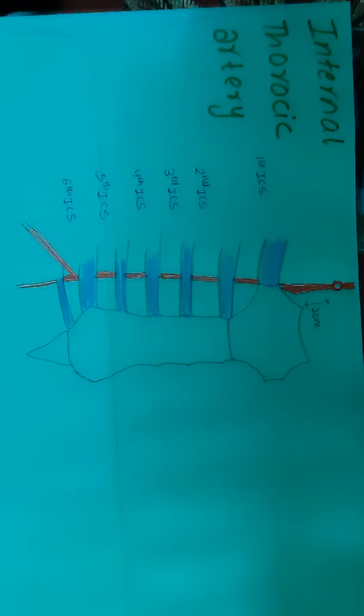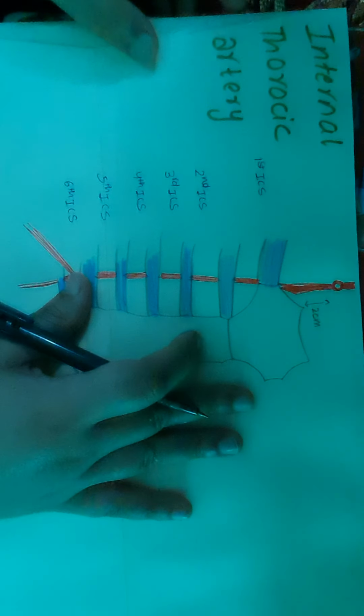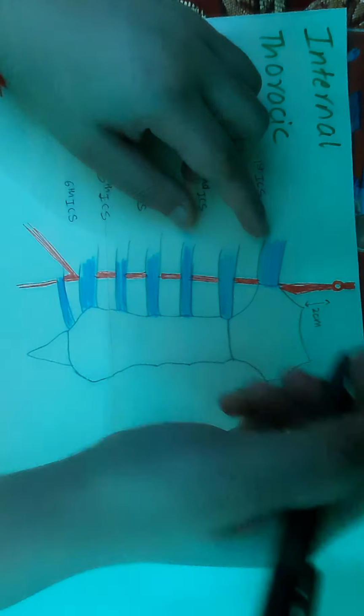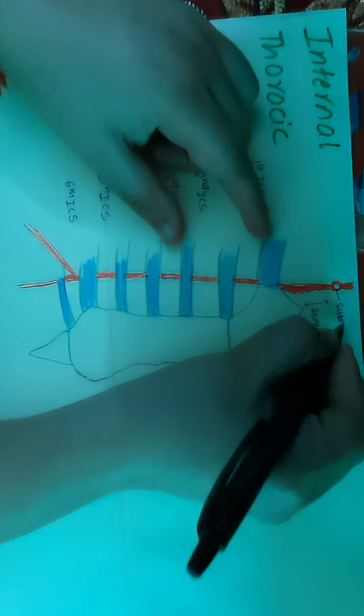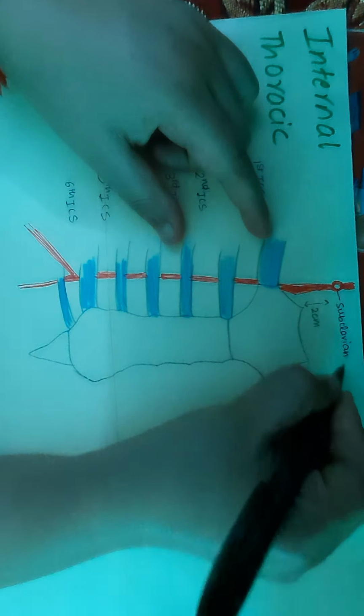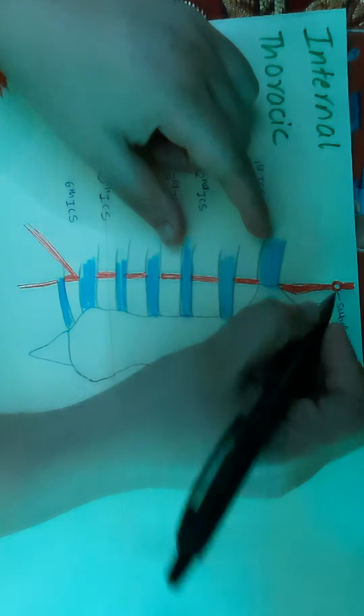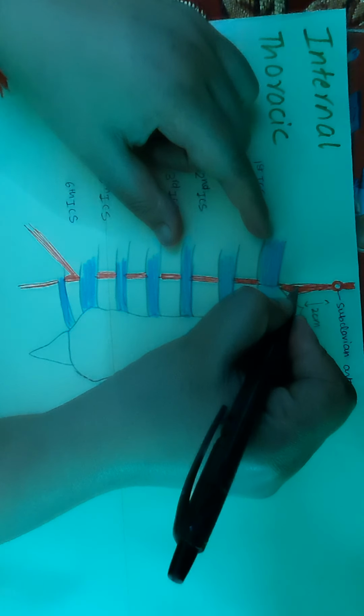Today we are going to focus upon the internal thoracic artery. Now, in this topic, you need to understand about the internal thoracic artery, which is a branch from the subclavian artery. So, this is your subclavian artery. Now the branch from the subclavian artery that we have, this one is called the internal thoracic artery.